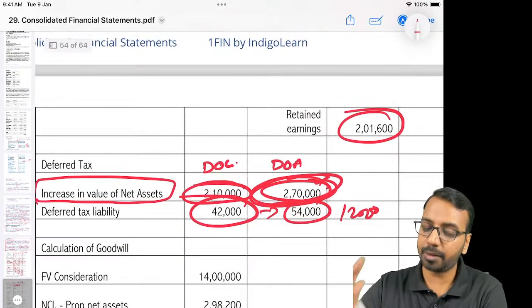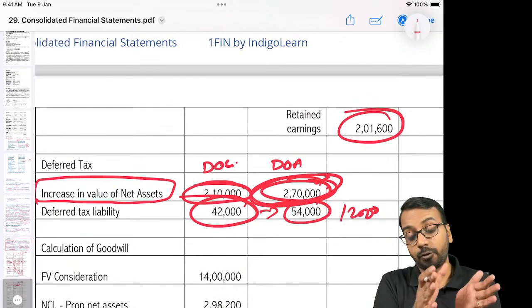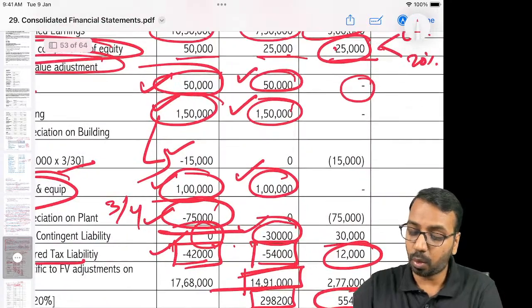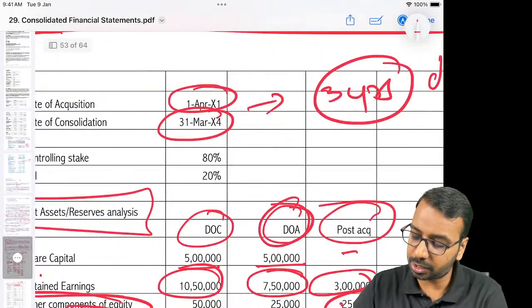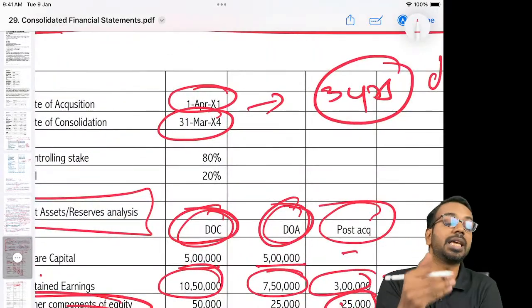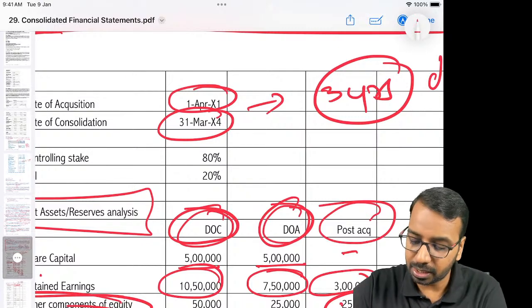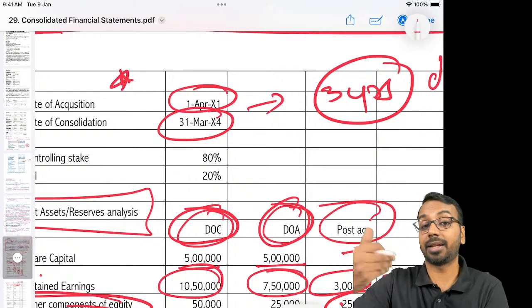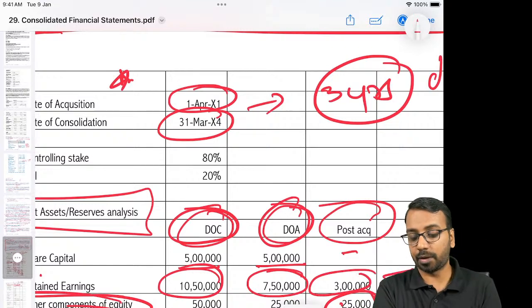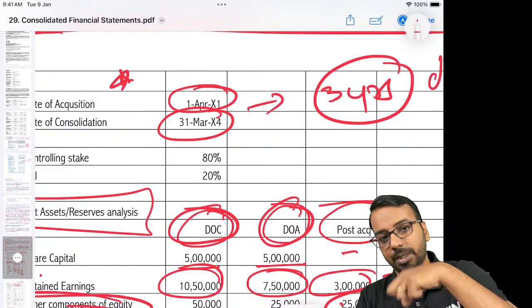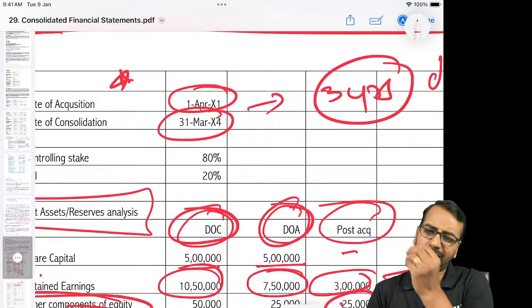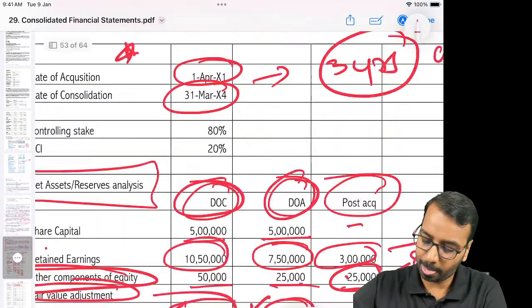Okay, so here one adjustment. Now see, if you do it in a structured way like this, what is there on date of consolidation and what is there on date of acquisition, you will save a lot of time. Okay, that is why I say this is a very important question for getting trained for the examination. Now in the previous question what we did was date of acquisition separately, date of consolidation separately. That also can be done, not a problem at all.